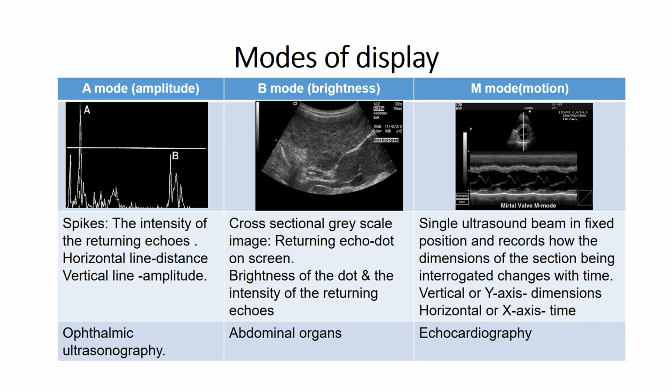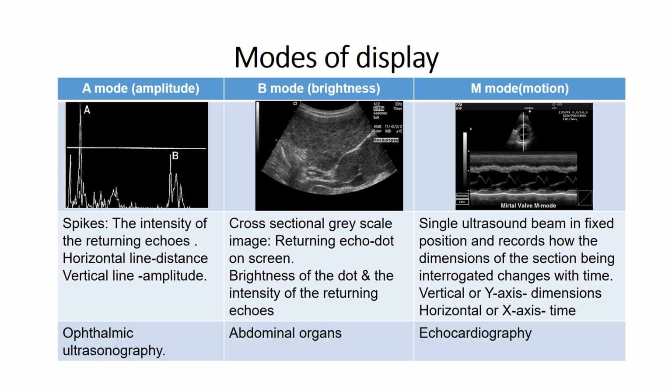In A mode, spikes are seen over the display. Those spikes denote the intensity of the returning echo. In the A mode, the horizontal line denotes the distance, while the vertical line denotes the amplitude. Nowadays, A mode is used in ophthalmic ultrasonography.